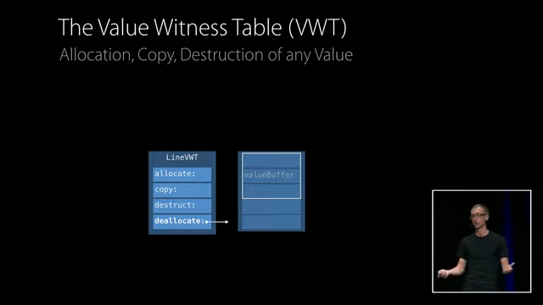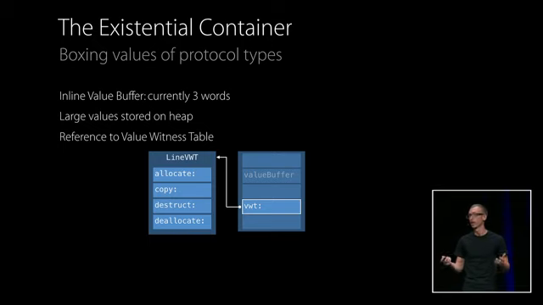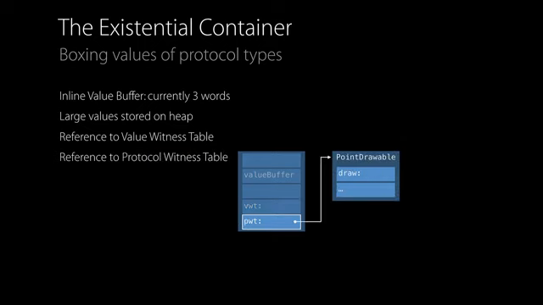Okay, so we've seen the mechanics of how Swift can generically deal with different kinds of values, but somehow it still needs to get to those tables, right? Well, the answer is obvious. The next entry in the existential container is a reference to the value witness table. And finally, how do we get to our protocol witness table? Well, it is, again, referenced in the existential container. So we've seen the mechanics of how Swift manages values of protocol type.